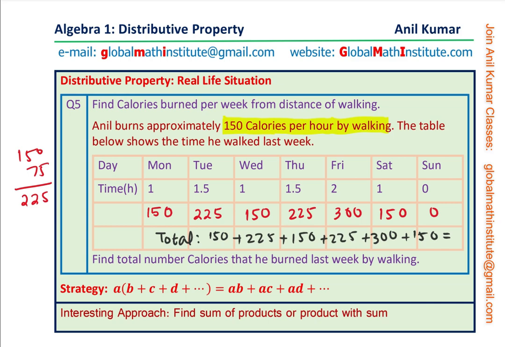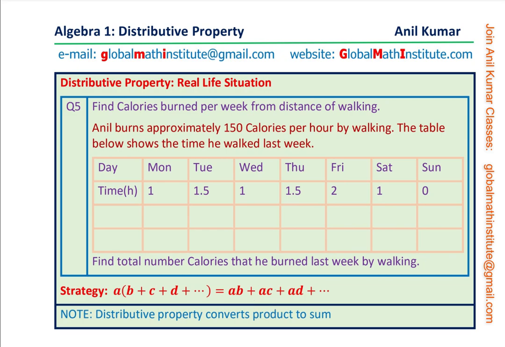Now how does this distributive property help us? Let's see this situation once again. What we are saying here is that total calories burned is 150 calories per hour. Why not add the hours instead of adding those things? So add the hours and multiply with calories. We know we have 150 per hour. So add these hours: 1 plus 1.5 plus 1 plus 1.5 plus 2 plus 1, plus 0.